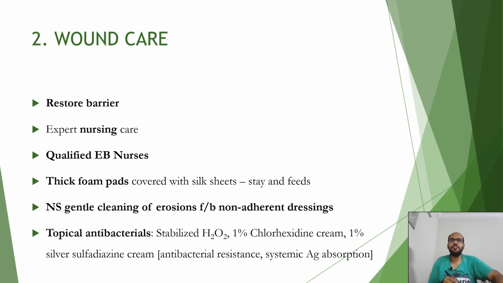Okay, so we have finished the long-term complication in an EB child. We now focus on wound care. Remember, most important is to restore the barrier. The barrier has been lost because the skin is not forming properly. The formation is not adequate, and the skin is getting separated from the underlying layers, leading to erosions and chronic ulcers. Okay, so we have to restore the barrier.